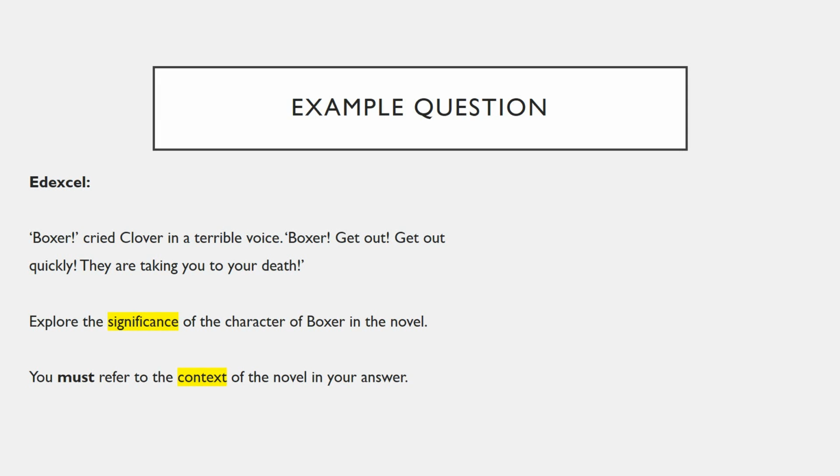Okay, let's have a read of the question. "Boxer," cried Clover in a terrible voice. "Boxer, get out quickly! They are taking you to your death." Explore the significance of the character of Boxer in the novel. You must refer to the context of the novel in your answer. Okay, that "must" in bold is the exam board's stress. So that just shows you how important it is that you've got to talk about the context. I've just popped the highlighting on just to make sure that you're really clear to use that word significance when you're answering, and obviously once again to make sure you cover context.